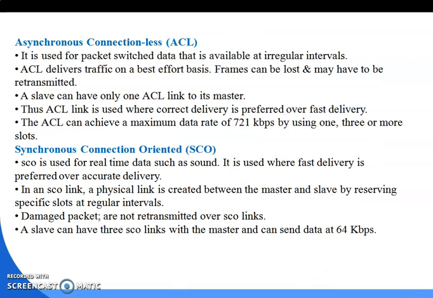There are 2 types of communication links: the asynchronous connectionless, ACL, and the SCO, synchronous connection oriented. These are the 2 types of connection made in these Piconets. ACL is used for packet switched data that is available at irregular intervals. ACL is asynchronous and delivers traffic on a best effort basis. Frames can be lost or may have to be retransmitted. But a slave can have only one ACL link to its master.